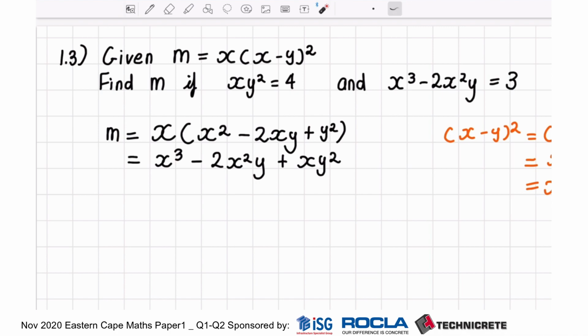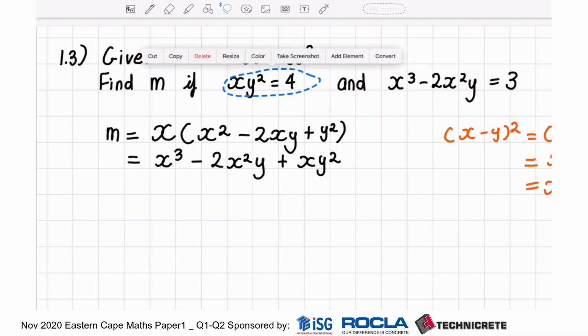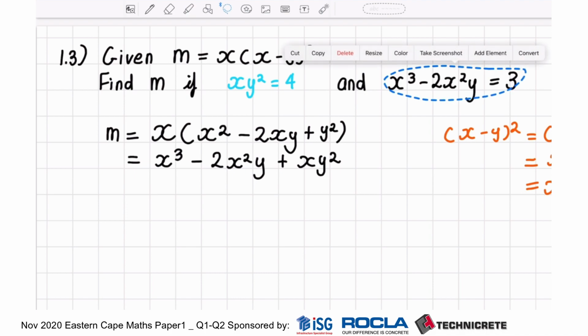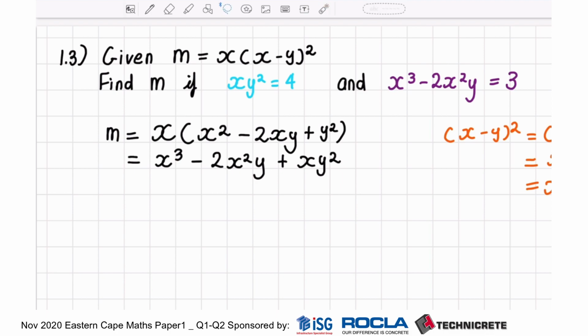Okay, and then I'm going to go back to the original information that I was given. So I was told that this is equal to 4 and that this is equal to 3. And in my answer, I can see that I've got 3 terms that look exactly like this bit of information that I was given. So this is exactly this, which means that I can substitute this here just for the number 3. So the first two terms together is going to be 3. And then I can see that this here is exactly this here that they've given me in the question. So I can substitute that for 4. And then my final answer is just going to be 7.